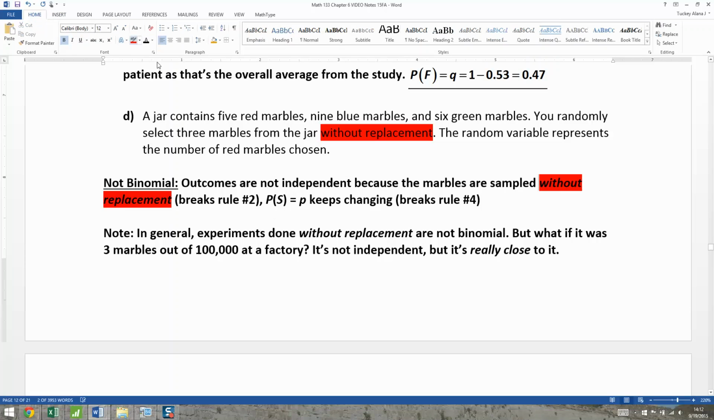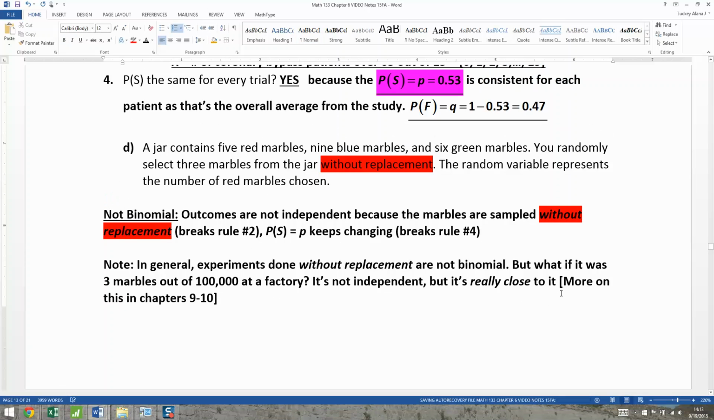Now that said, what if this was, instead of a jar containing this many marbles, what if you were at the factory and it was 100,000 marbles? Just a huge vat of marbles, something you go swimming around in. Then if you just take 3 out, are you really violating that independence? Well, yes, but it's so minor. It's such a small amount that we'll basically fudge it and say it's good enough. And we'll talk about that more in chapter 9 and 10. So we'll talk about that more then.